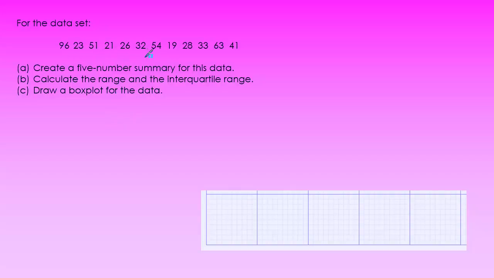And looking through the data, the smallest thing I can see straight away is a 19. Then the 21 appears to come next. Then we've got a 23. There's a 26 and a 28. Now the next thing would be the 32 followed by the 33.